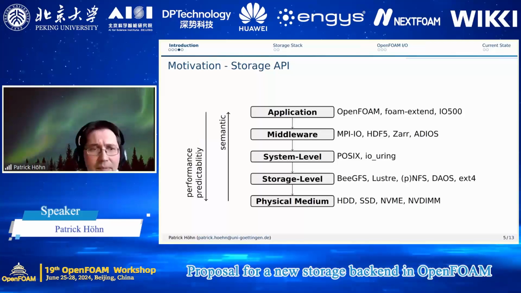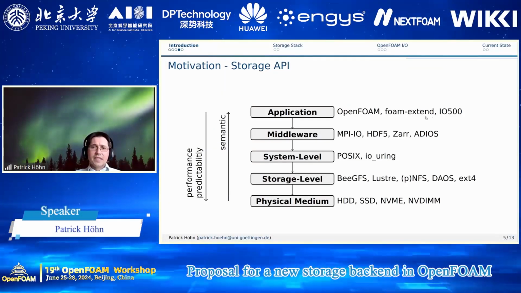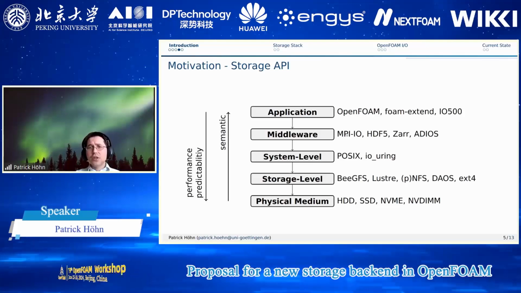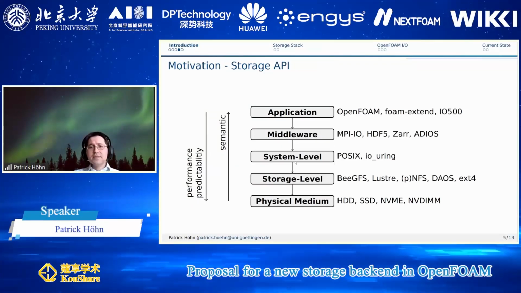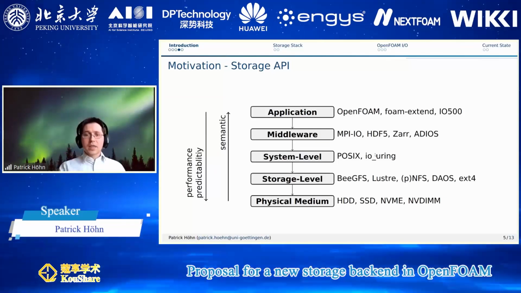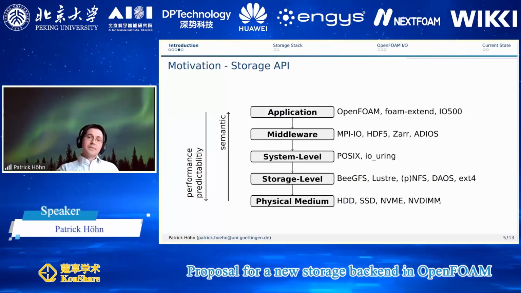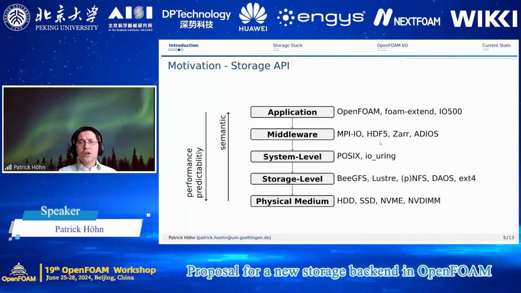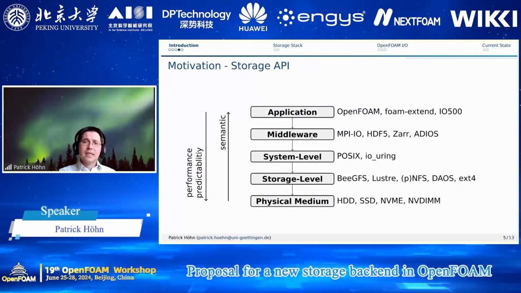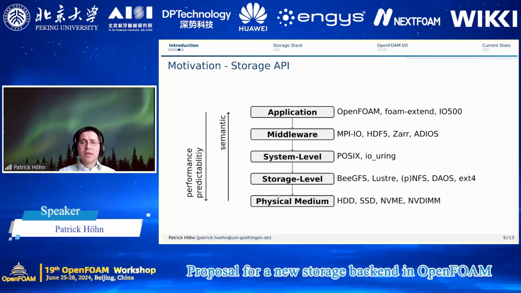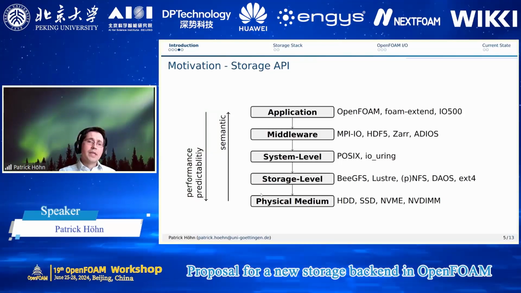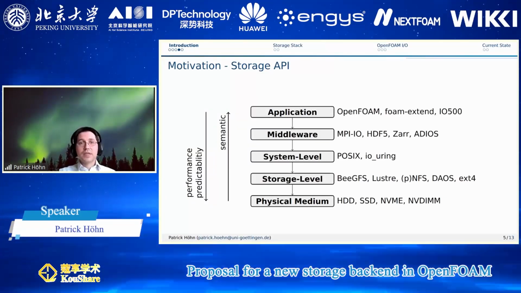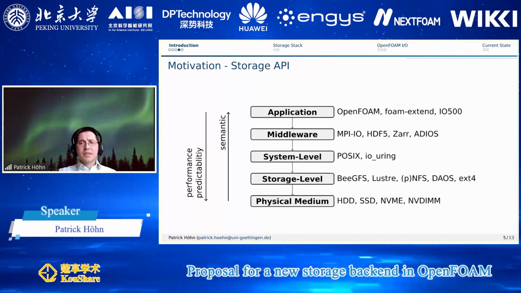Then the storage API, where we have different layers. At the top, we generally have OpenFOAM or foam-extend. And then we have different middlewares, for example, HDF5, ADIOS, or MPI-IO. And then on the system layer, we have the Linux kernel with the POSIX API, and below we have the storage system, and at the bottom, the physical media. Now, semantics, when to access what, in which order, is pretty much defined up here. So it is semantically rich, but at the bottom, that's not really known, and one cannot use it for optimization. But the further you go down, the higher the performance predictability, because you're closer to the hardware. So that is just a bit of an overview.